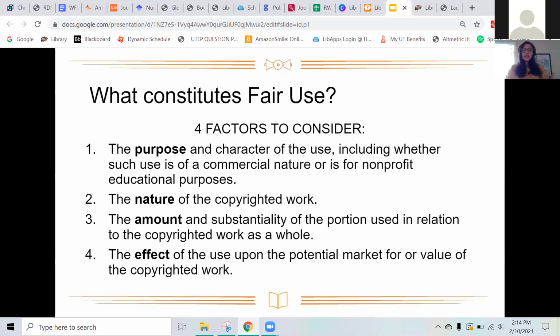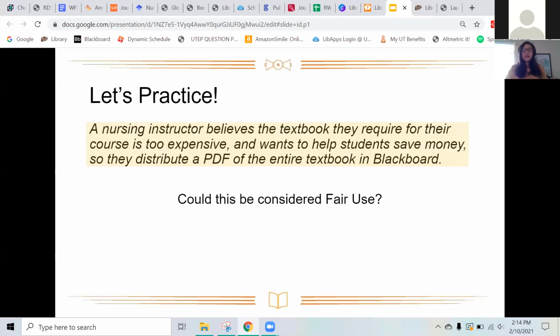So let's consider those first two scenarios. We're going to practice by considering these scenarios a little bit more specifically, and then we'll apply the four factors of fair use to see if it constitutes fair use. It violated copyright in the example that I had before, but does it count as fair use? In this scenario, I've gotten a little bit more specific. A nursing instructor believes that the textbook they require for their course is too expensive. They want to help their students save money, so they distribute a PDF of the entire textbook in Blackboard. Could this be considered fair use?